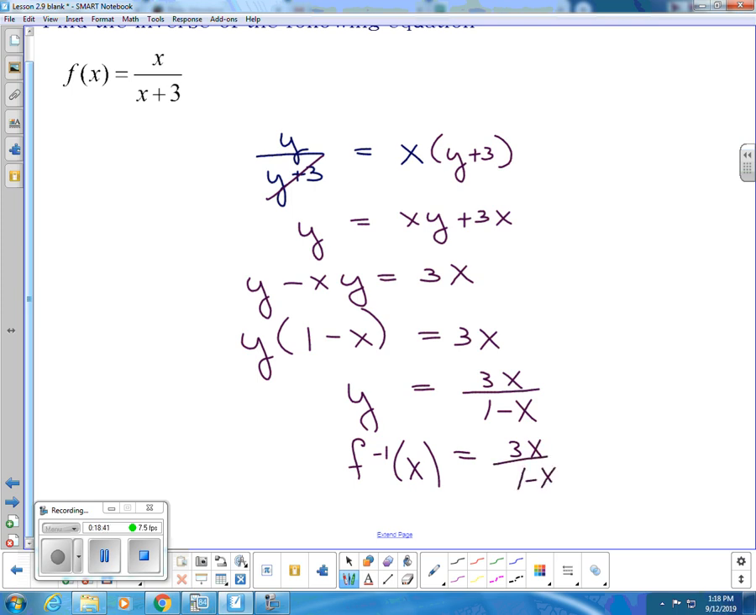Okay? So you have to remember, when you have these rational functions that have two x's in them, when you do the inverse, you're going to eventually have to factor out, okay, to get the y by itself. Easy enough? A little different.